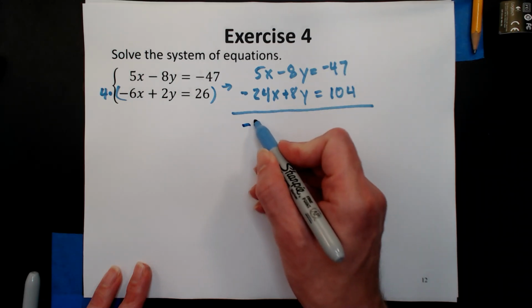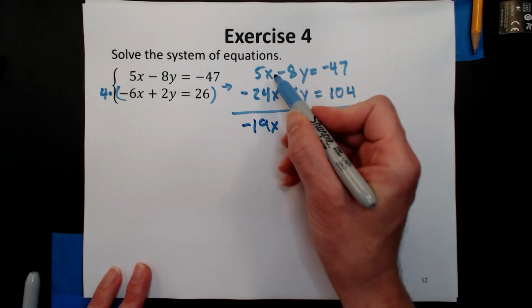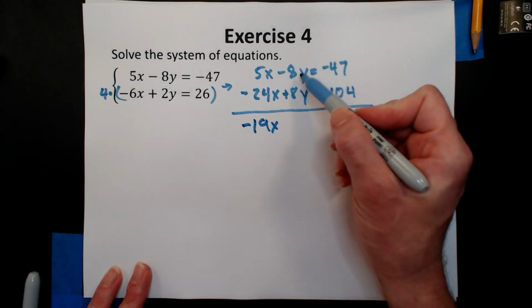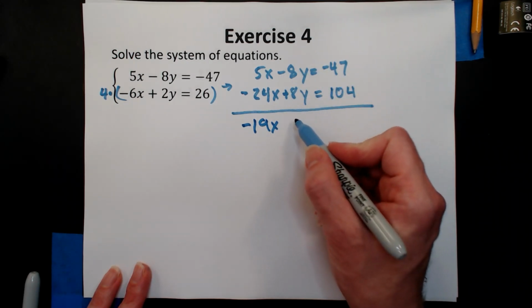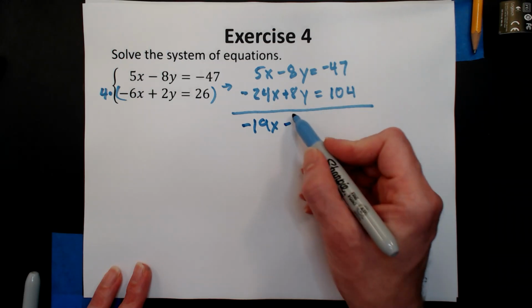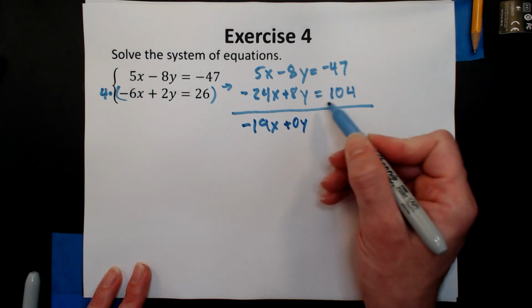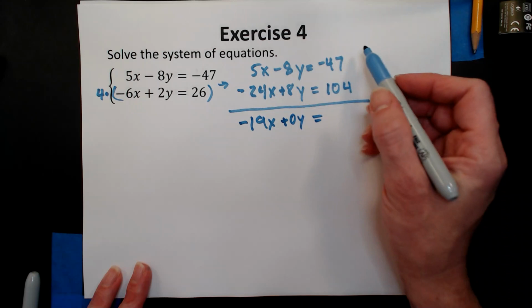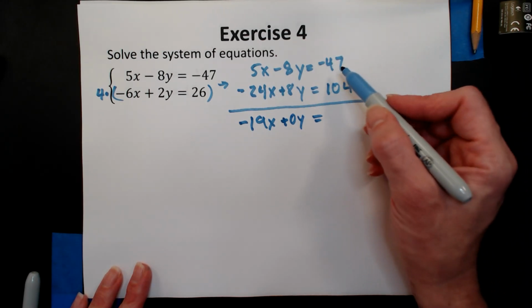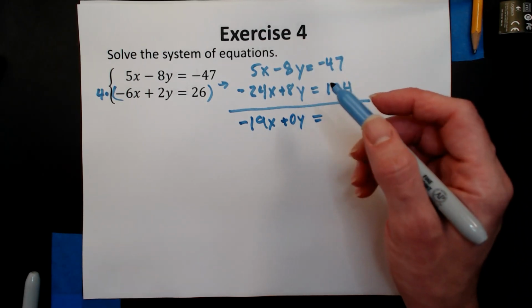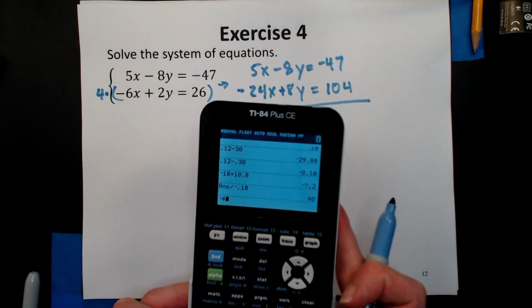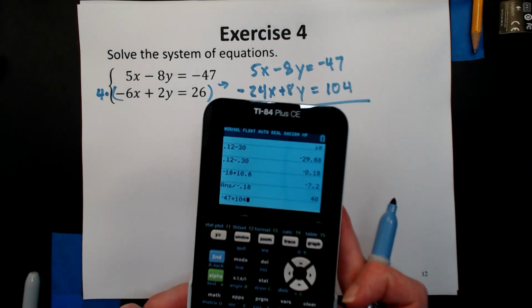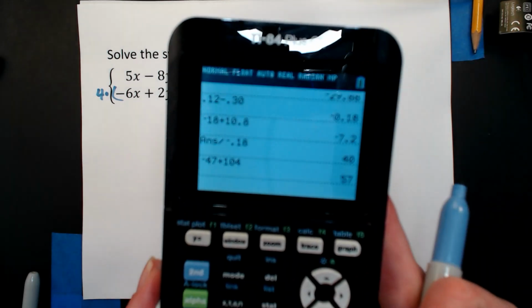So looking at this, we add these two together. And so I'm going to get negative 19x, 5x minus 24x. And then I'm going to get 0y because I'm going to have negative 8y plus 8y. That's going to give me plus 0y. You don't have to write the 0y there. Then we're going to have negative 47, and then I'm going to add that to 104. So put that in the calculator real quick. Negative 47 plus 104, we get 57.